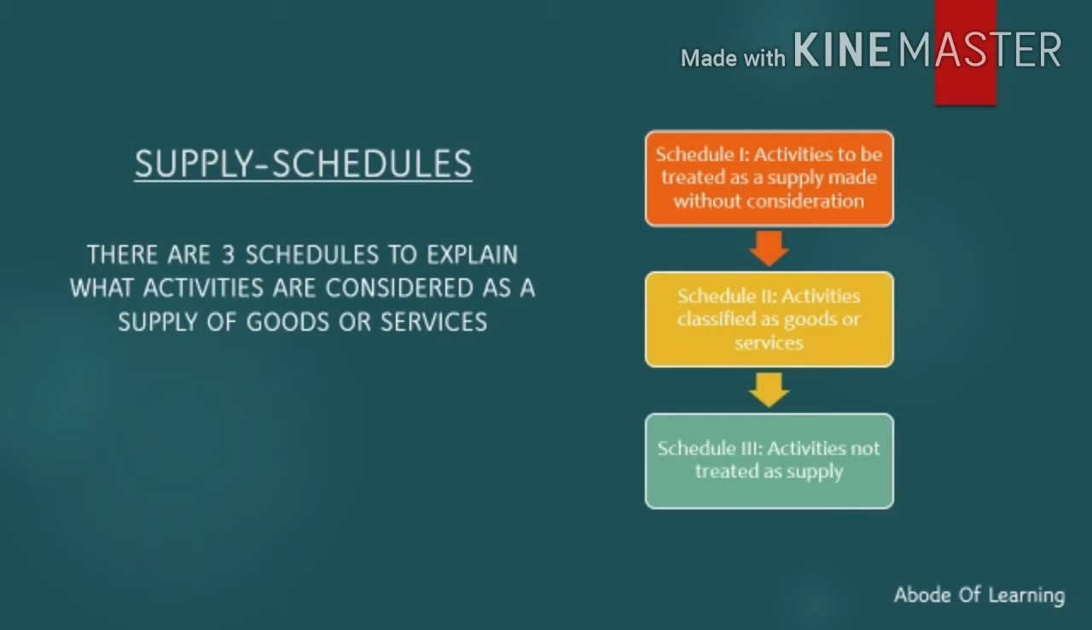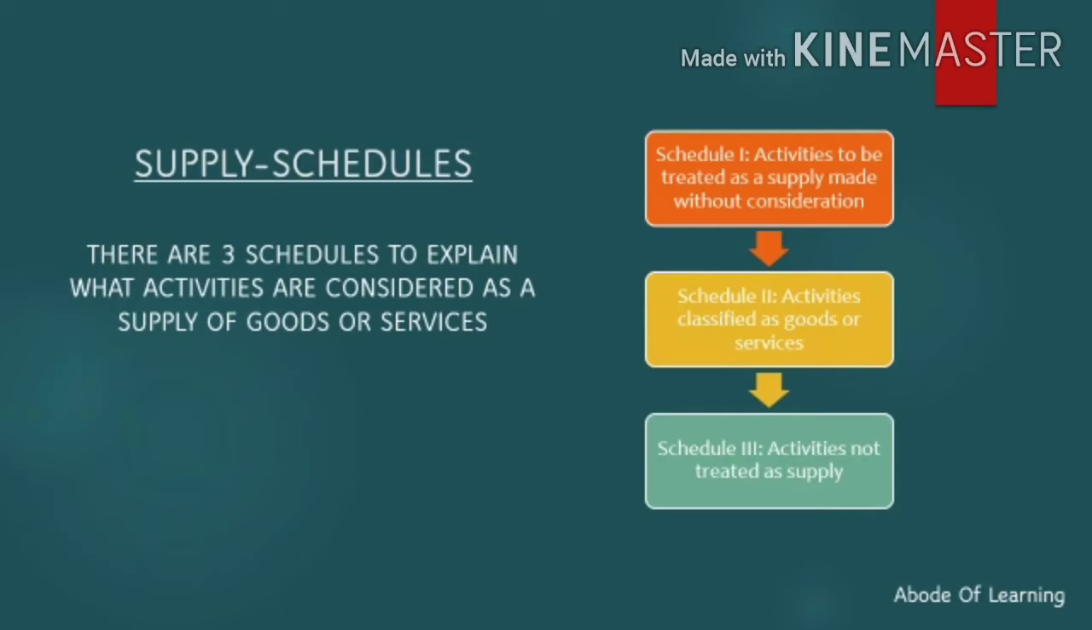So, there are three schedules to explain what activities are considered as supply of goods or services. Schedule 1 deals with all those activities which are treated as supply without consideration. That means without any payment, if these activities are done, then these will be considered as supply of goods or services. Schedule 2 gives us clarification, or let's just say it classifies certain activities into goods or services.